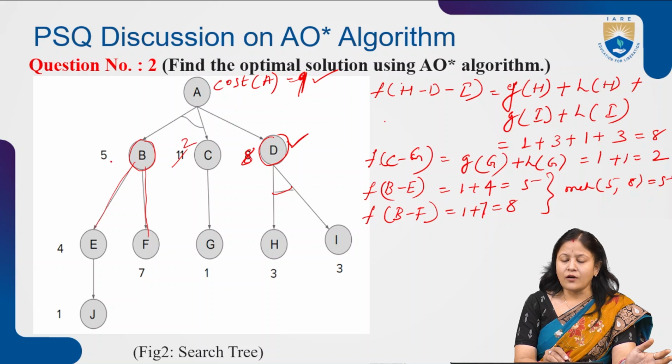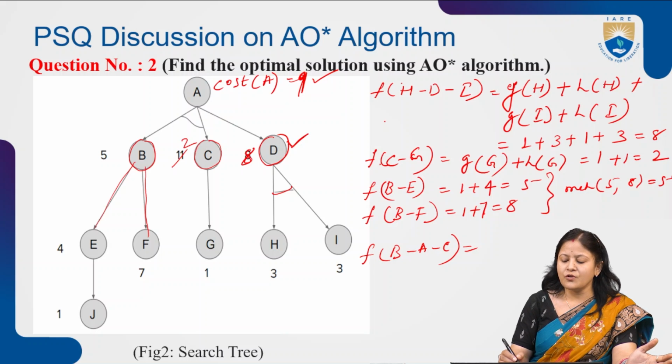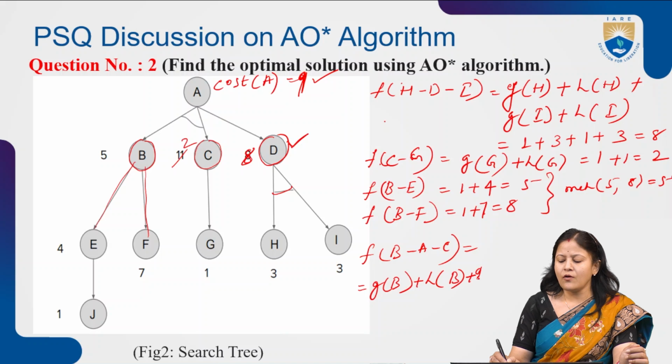Okay, now should I explore to the root node? Yes, I have to explore, because as I am considering the complete left side part, the heuristic value of C has already changed. Now you find out f of BAC. What is the value here? Because C value has been changed, B value remains constant. So f of BAC is equal to G of B plus H of B plus G of C plus H of C.